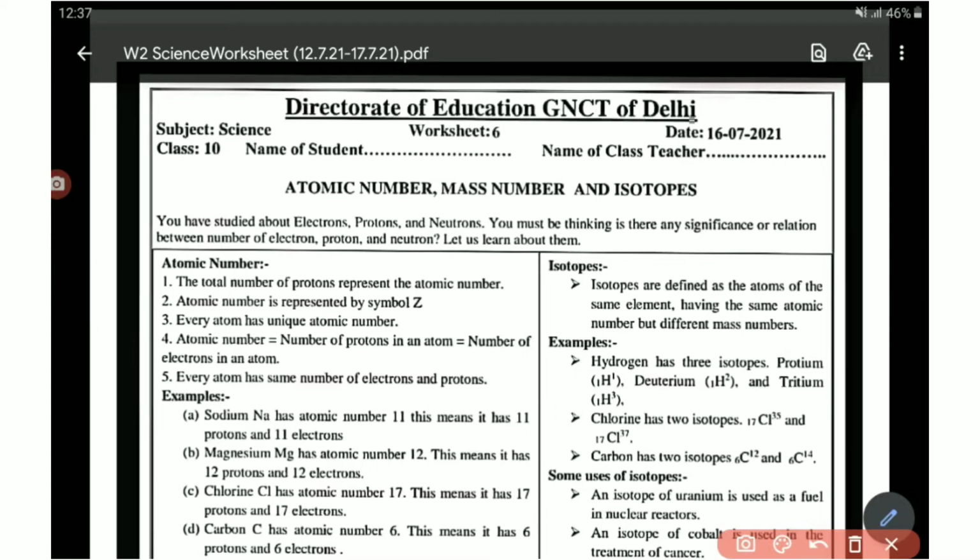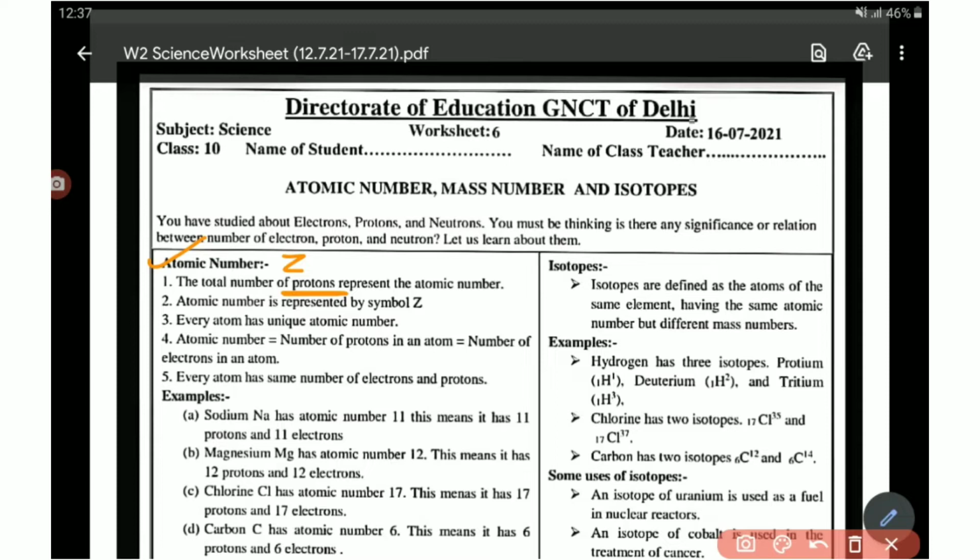In the previous worksheet we have talked about electron, proton and neutron, and also we have seen how electrons are put in different shells and what are the rules applied. Let us see what the atomic number is. Atomic number, the symbol by which we denote it is Z. Remember this. And the total number of protons present in the atom is termed as atomic number.